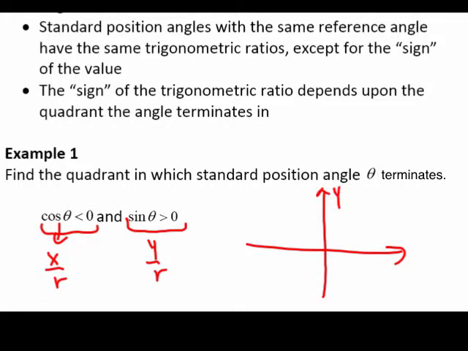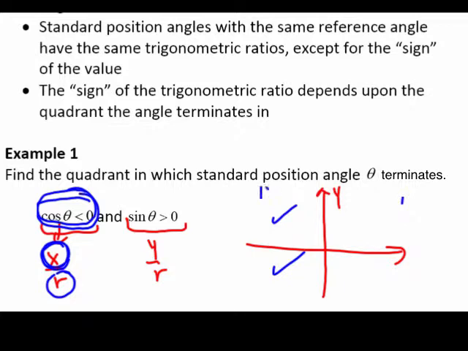Now, in order for cosine to be negative, since we know that the radius is always positive, cosine will be negative whenever the x coordinate is negative. And where on my grid are the x coordinates negative? Well, that would be in quadrants 2 or 3. Remember, it's quadrants 1, 2, 3, and 4.